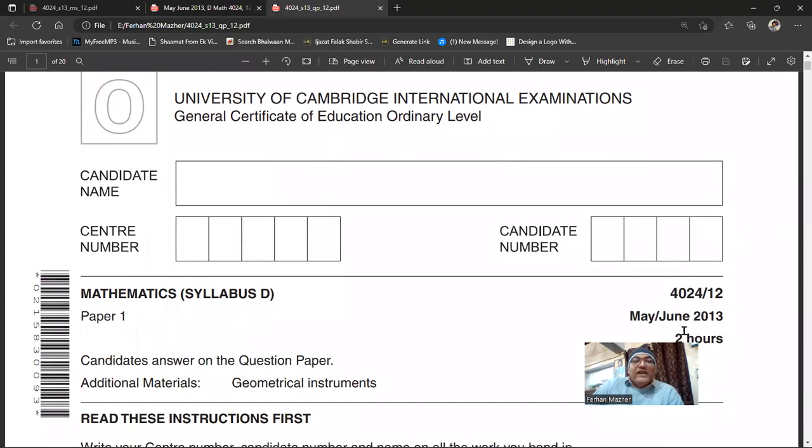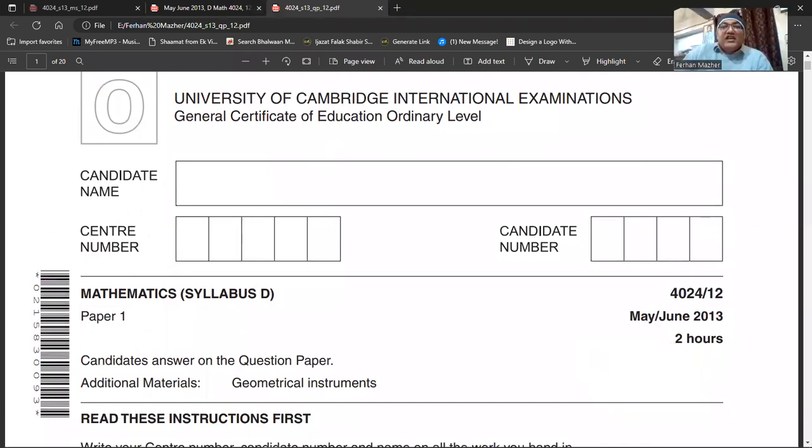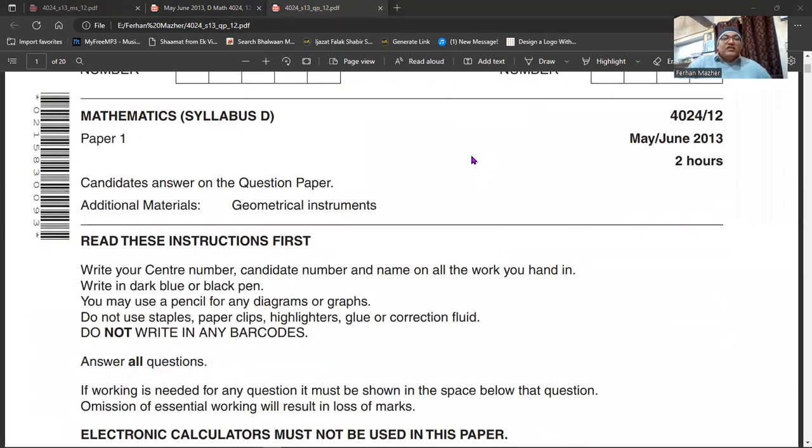So in front of you, we have the May-June 2013 1-2 paper. The time allowed is 2 hours and the calculator is not allowed in this paper.